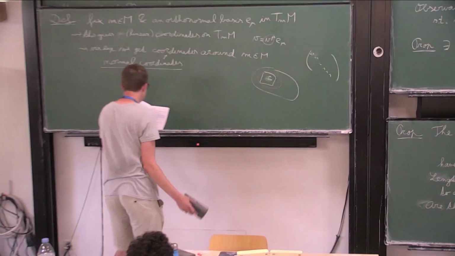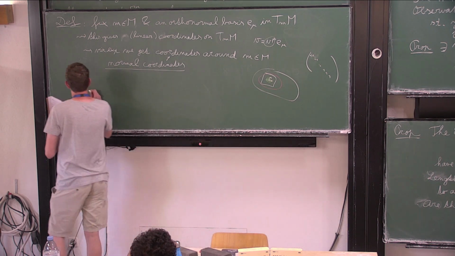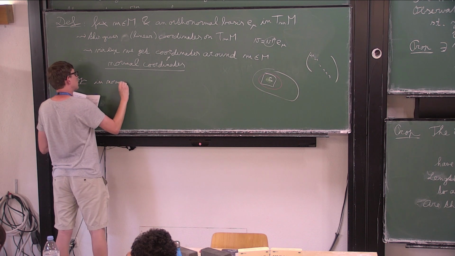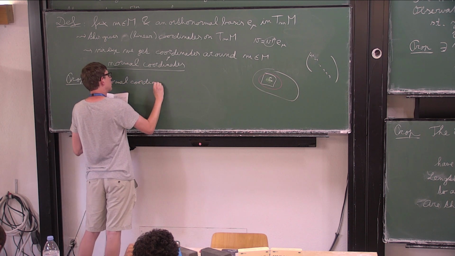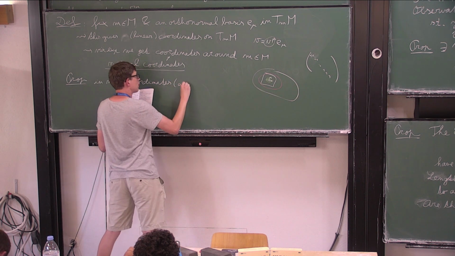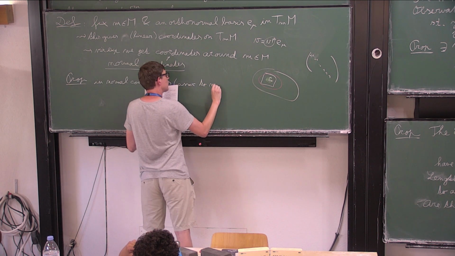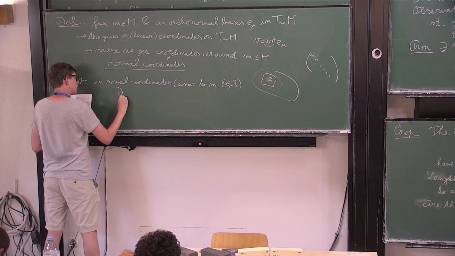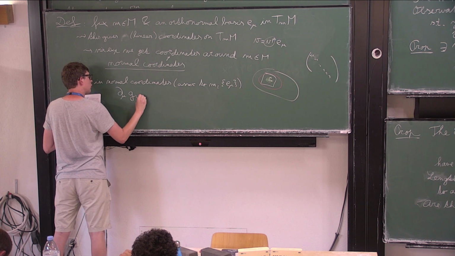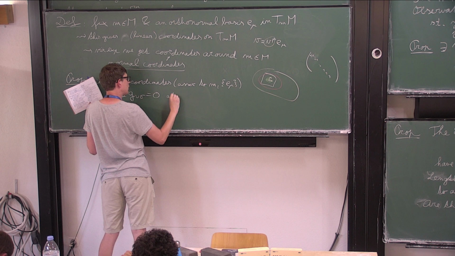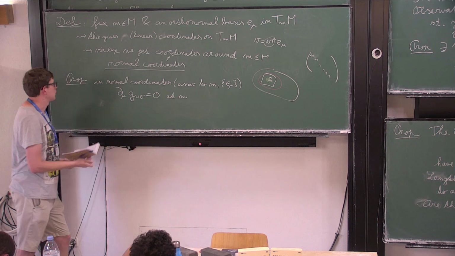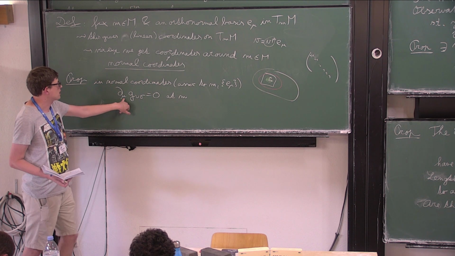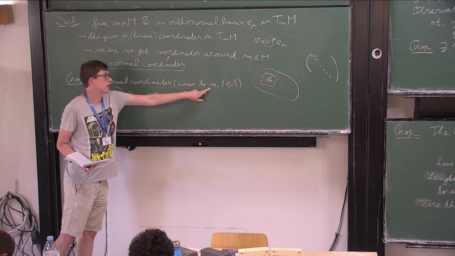Okay, so why are these coordinates nice? Proposition: in normal coordinates associated to some point M and this orthonormal basis, we have that the derivatives of the components of the metric are 0 at that point. These are just some functions, and I'm saying that the derivative of these functions at the point around which we center the normal coordinates is 0.